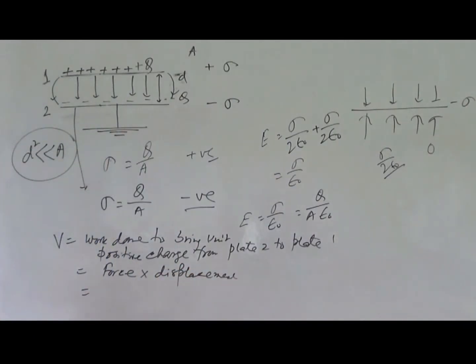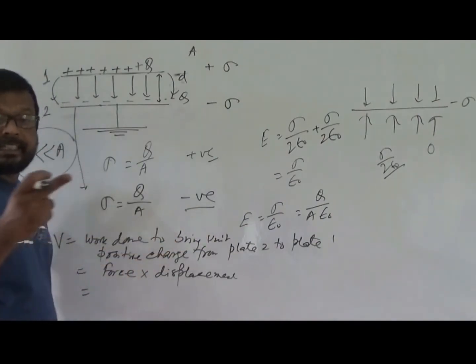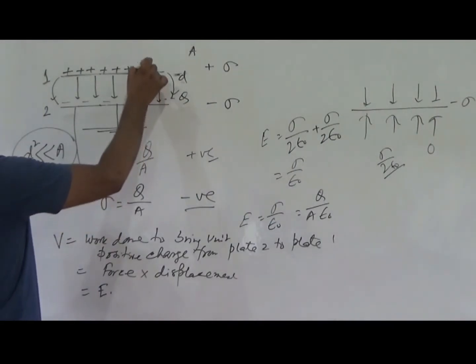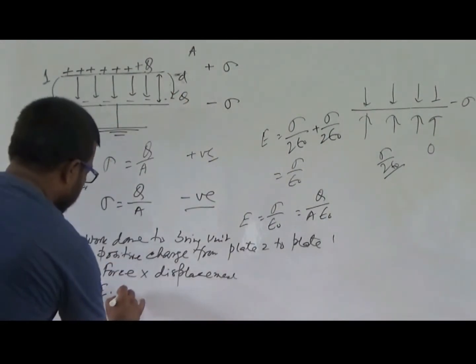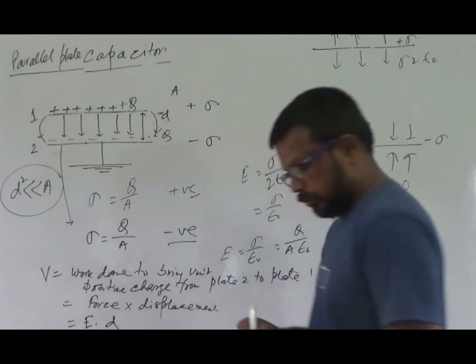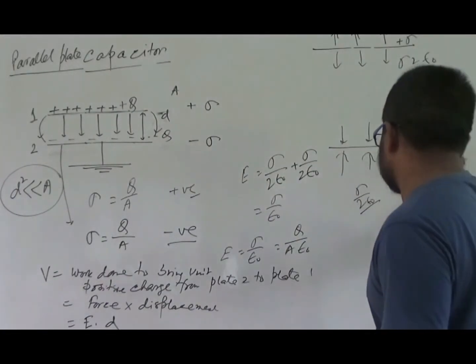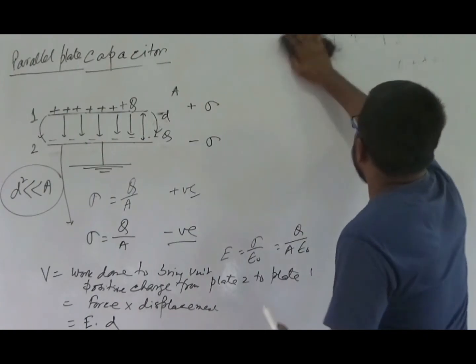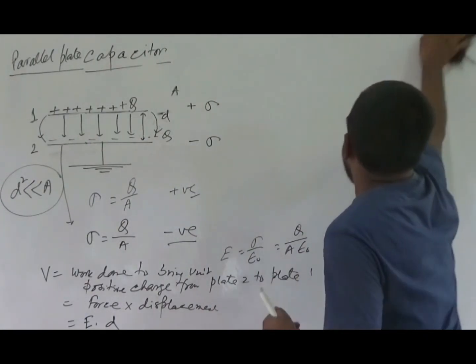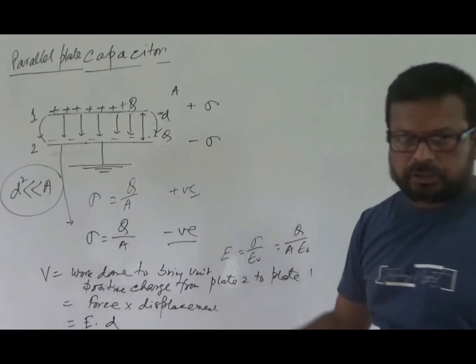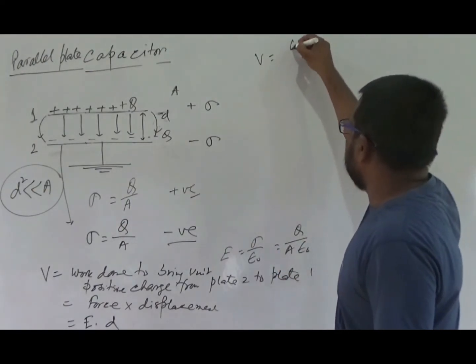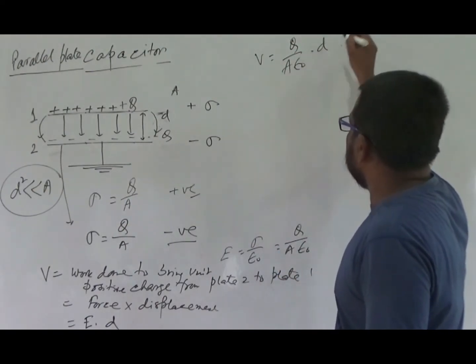And what is the force on a unit positive charge? The force on a unit positive charge is E, that is the electric field intensity. And the distance from plate 2 to plate 1 is d. Therefore, we can say the potential difference between the two plates, which is the potential of plate 1 because the potential of plate 2 is 0, is V equals E into d, that is Q by A epsilon naught into d.